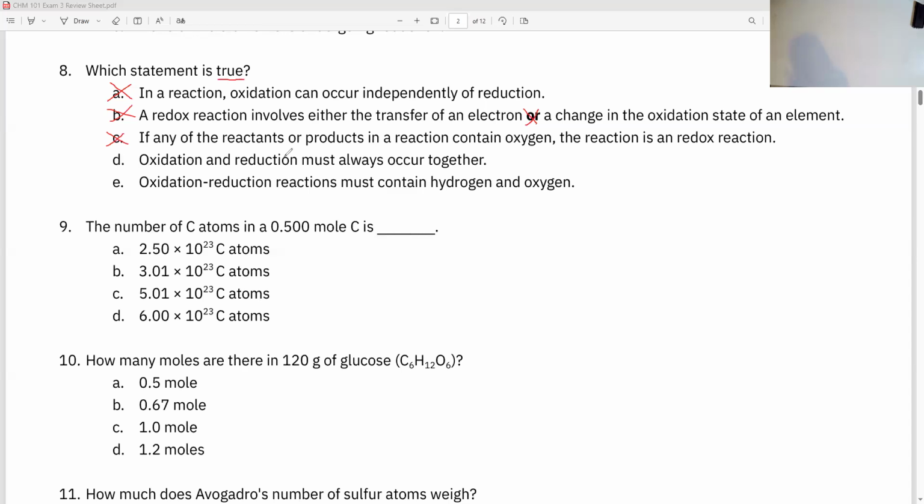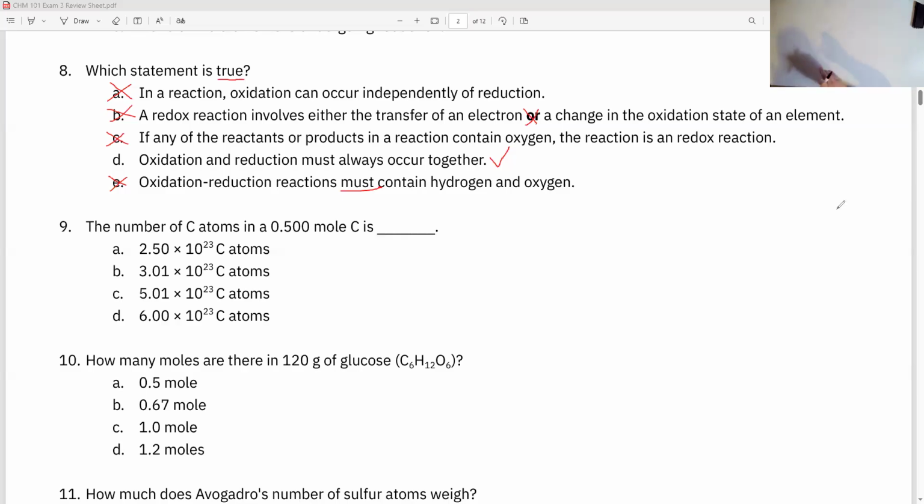Choice D, oxidation and reduction must always occur together. That right there is our true statement. Choice E, oxidation reduction reactions must contain hydrogen and oxygen. That's not true. Many of them do, but they do not have to contain hydrogen and oxygen.